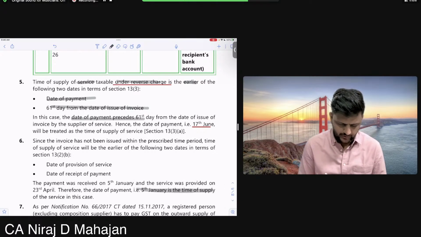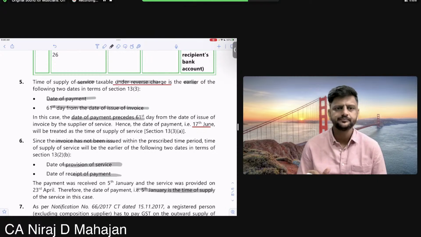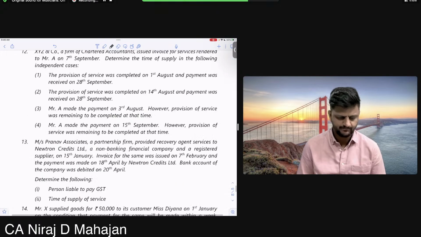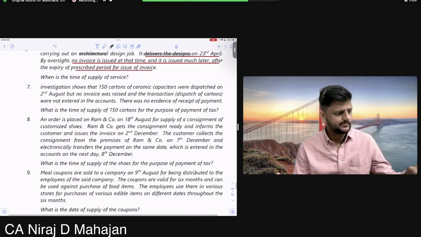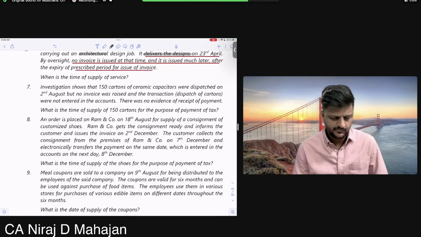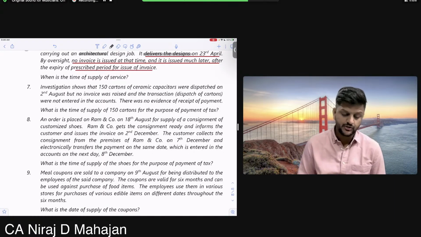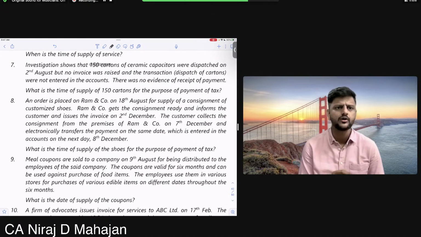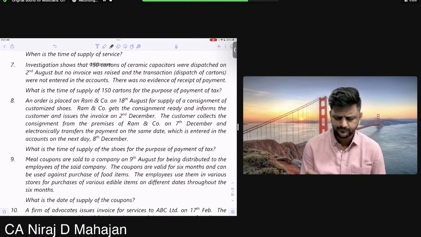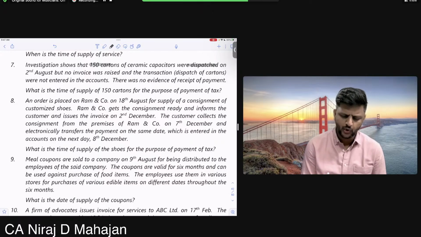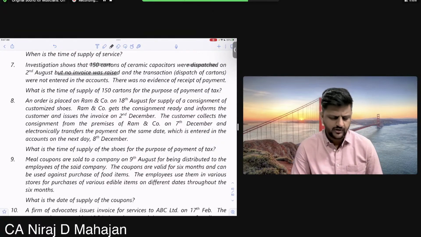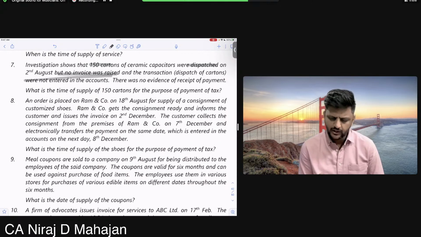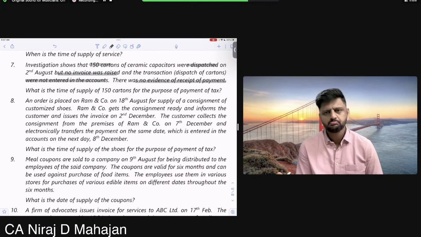Invoice not issued. So date of service or payment. Okay. Fine. All right. Investigation shows that 150 cartons of ceramic capacitors were dispatched on 2nd August. Dispatched. Okay. But no invoice was raised. And the transaction, dispatch of cartons meaning your goods, was not entered in the accounts. There was no evidence of receipt of payment also.